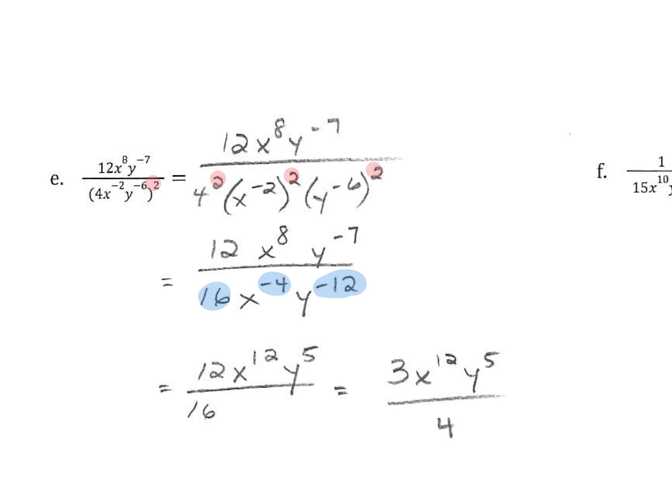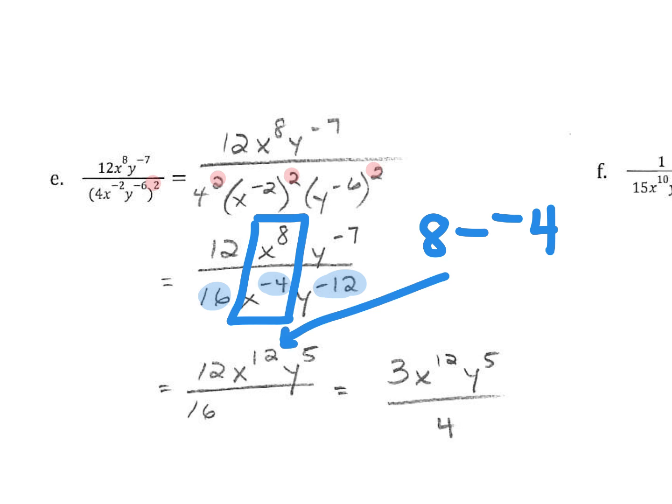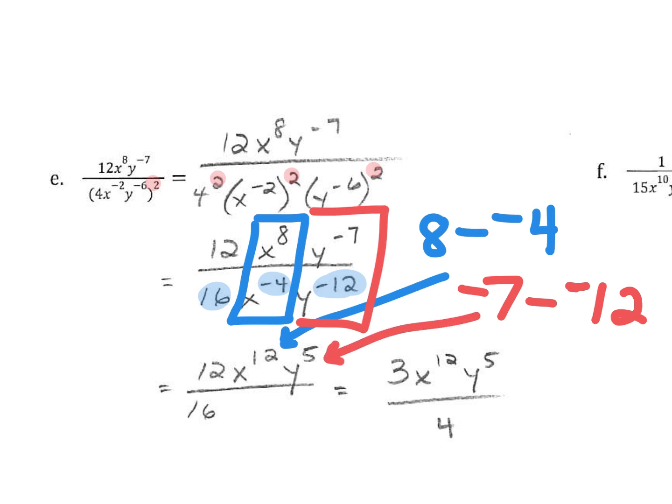Now the next step that I would do is I would look at x to the eighth over x to the negative fourth, which has its own little problem. We can subtract 8 minus negative 4 to get 12. But I could also look at the y's as their own thing. Negative 7 minus negative 12 will get us 5. Y to the fifth. So that cleaned up our letters.